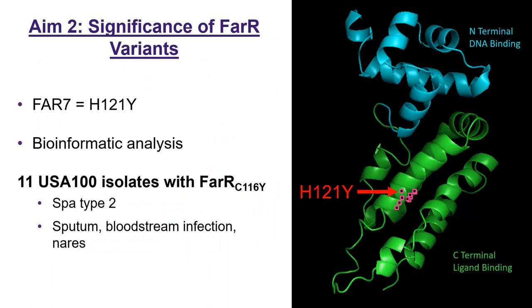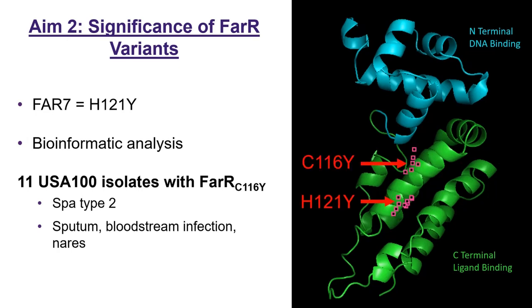As mentioned earlier, in vitro selection of USA 300 with linoleic acid resulted in discovery of FAR-7, a variant of FAR-R with an H121Y substitution, demonstrating increased UFFA resistance and constitutive FAR-E expression. Bioinformatic analyses have revealed several prominent globally distributed FAR-R amino acid substitutions in a USA 100 background. 11 isolates have been collected that possess a C116Y substitution in the C-terminal ligand binding domain of FAR-R.